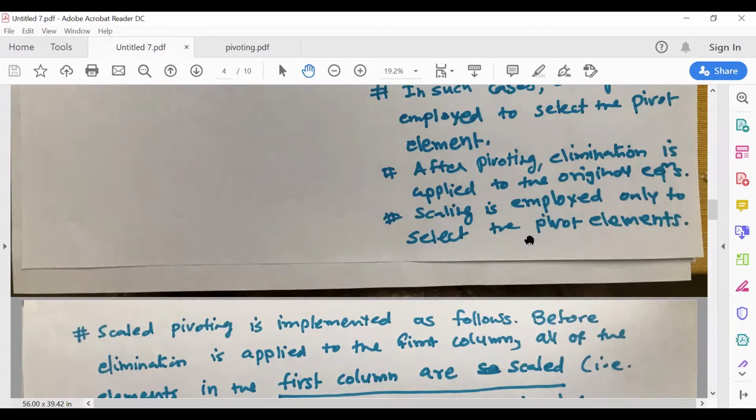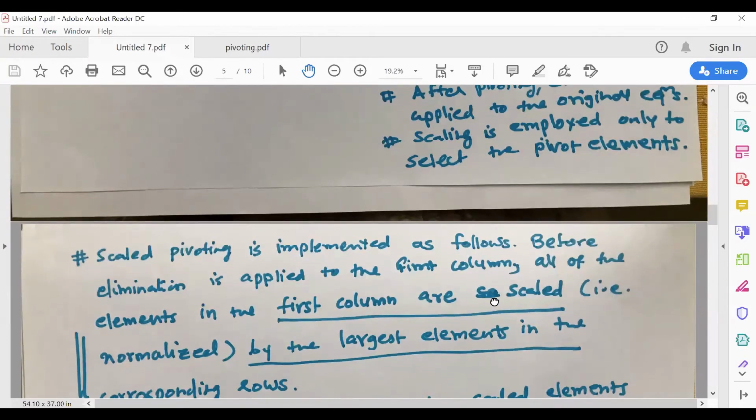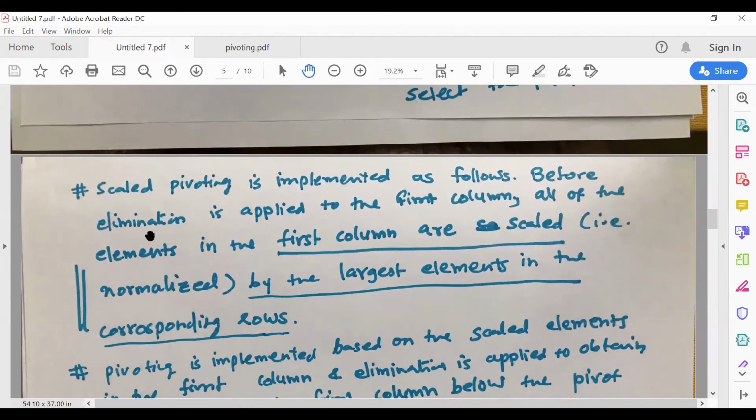We are not going to use direct scaling or pivoting. Pivoting helps us only in choosing which number is larger and telling us how to interchange the rows in such a way that we get the maximum value of the numbers already there on the major diagonal. So scaled pivoting is implemented as follows: before elimination is applied to the first column, all the elements in the first column are scaled.